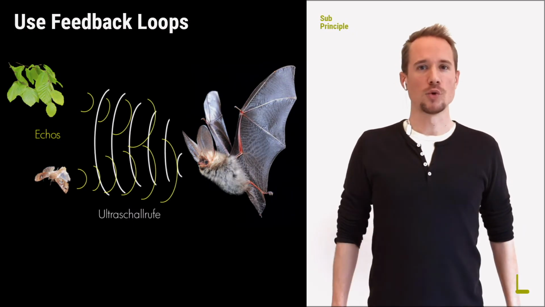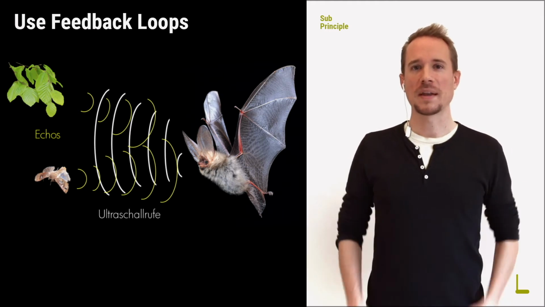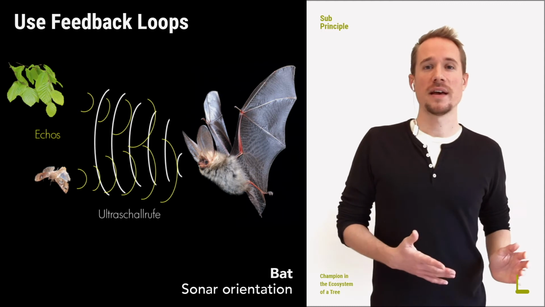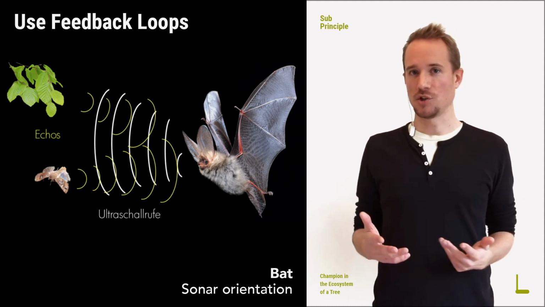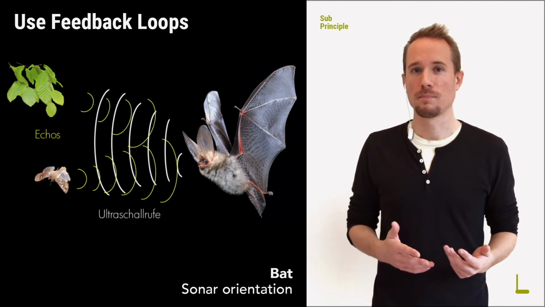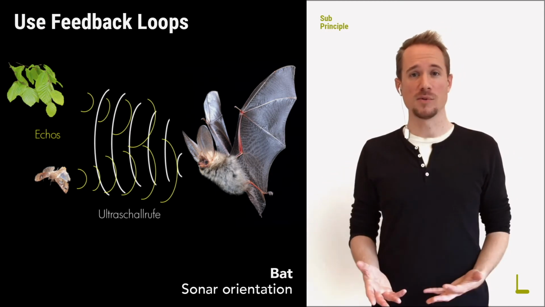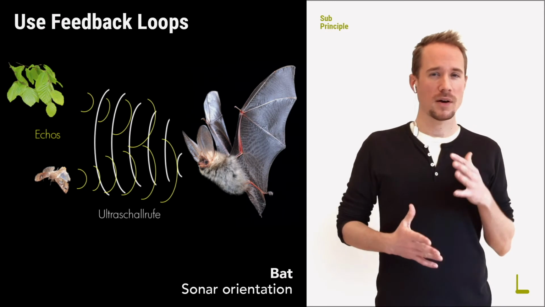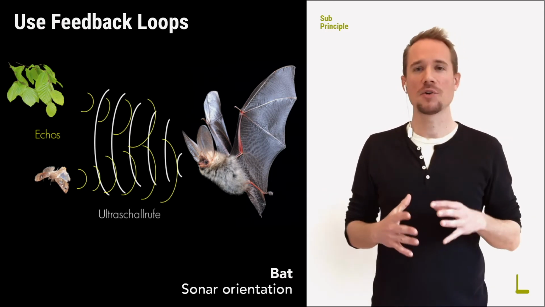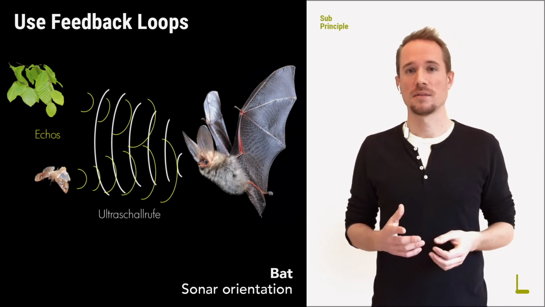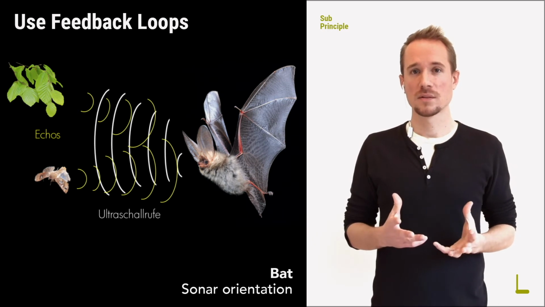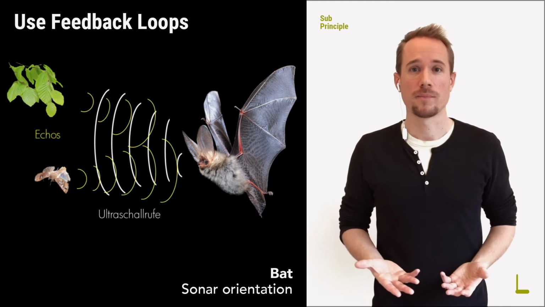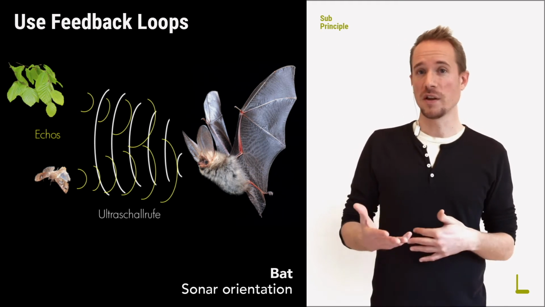Use feedback loops. And our example for this principle in nature are the bats and their sonar orientation. Bats are absolutely fascinating animals that have adapted to active life, hunting, navigating, flying around in the dark of night. How do they do that? They do it through hearing, or seeing through hearing.